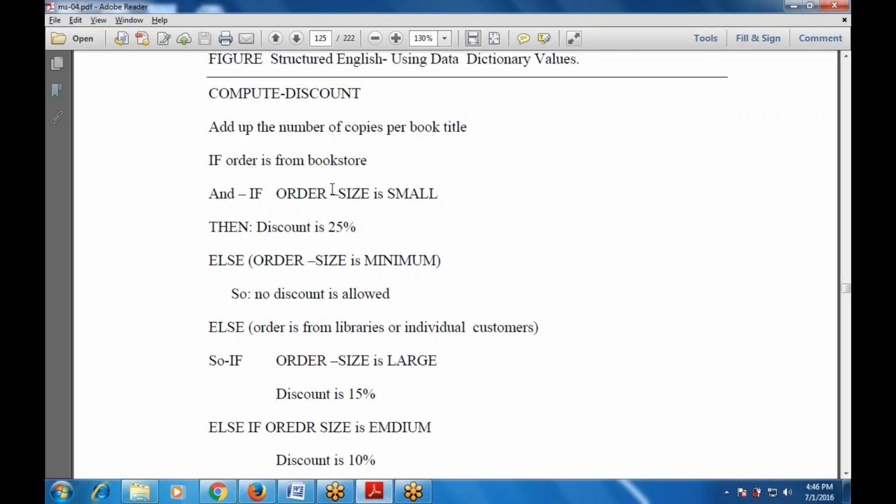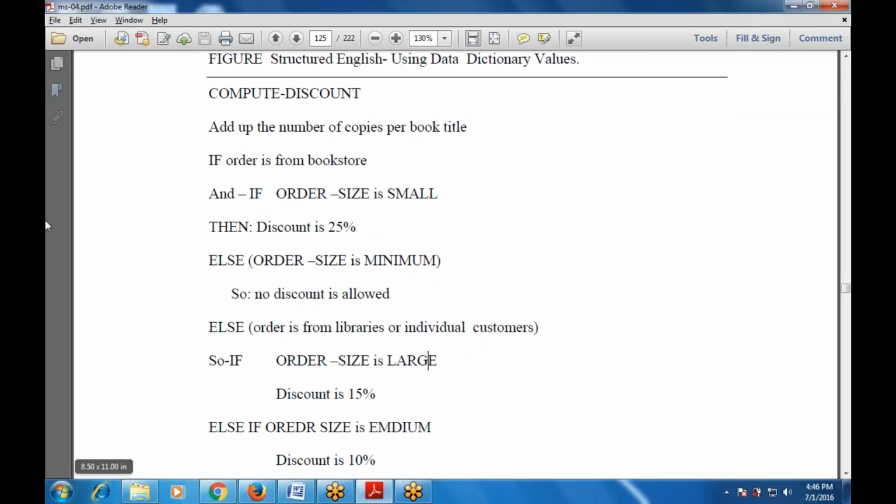That means if the order size is small, discount is 25%, it is minimum, no discount. And if the order is from the libraries and the individual customers, so the order size is large, now check out the order size that is large, so discount is 15%.